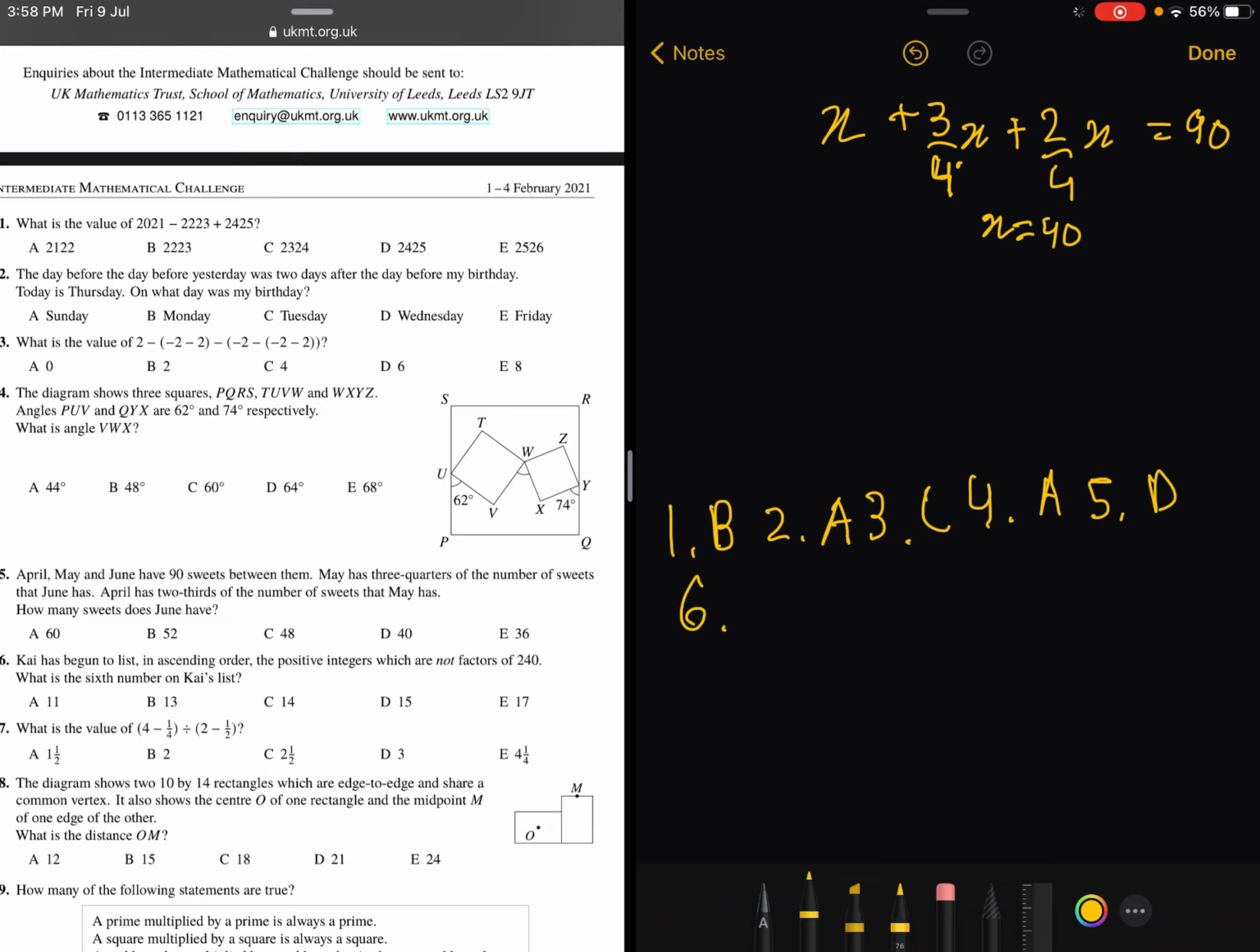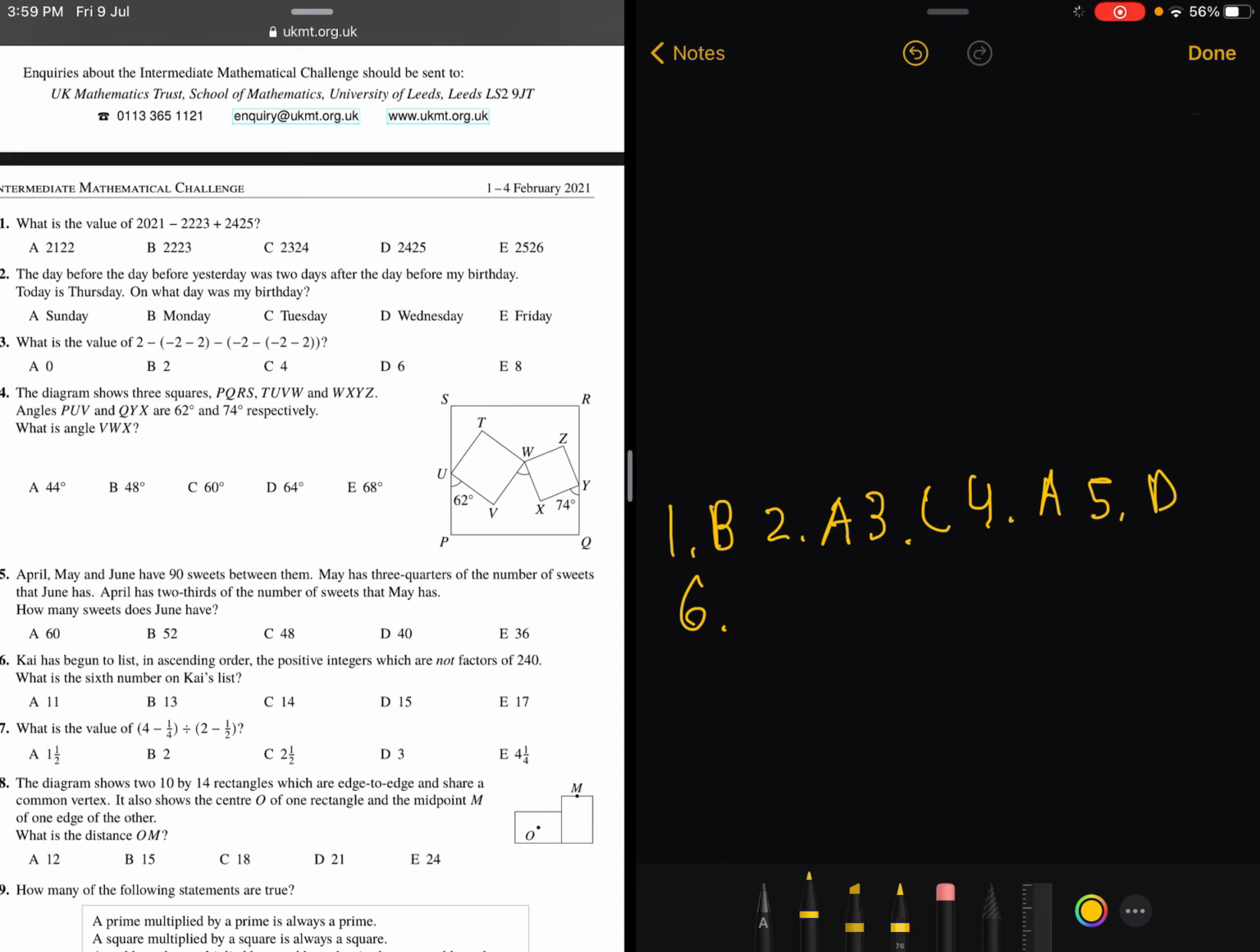Question number 6. Kai has begun to list the positive integers which are not factors of 240. What is the 6th number on his list? If you didn't know this, 240 actually has a lot of factors. Just an interesting fact. So let's start listing the non-factors of 240 like Kai.